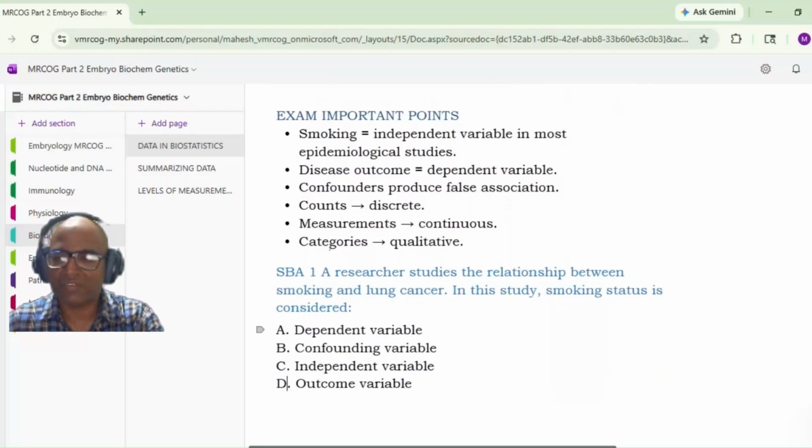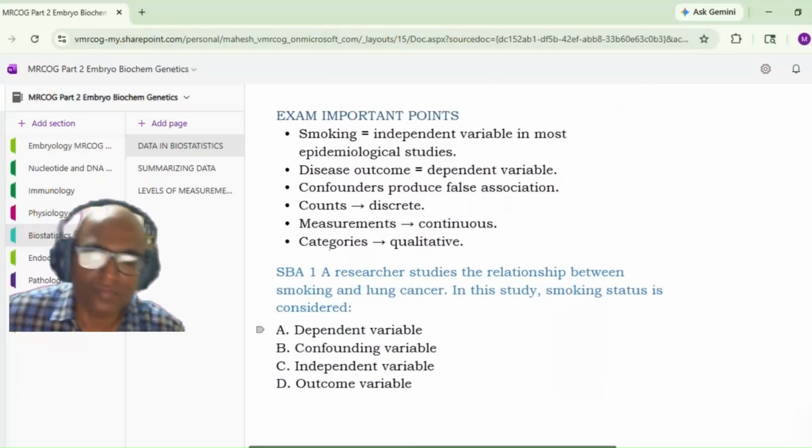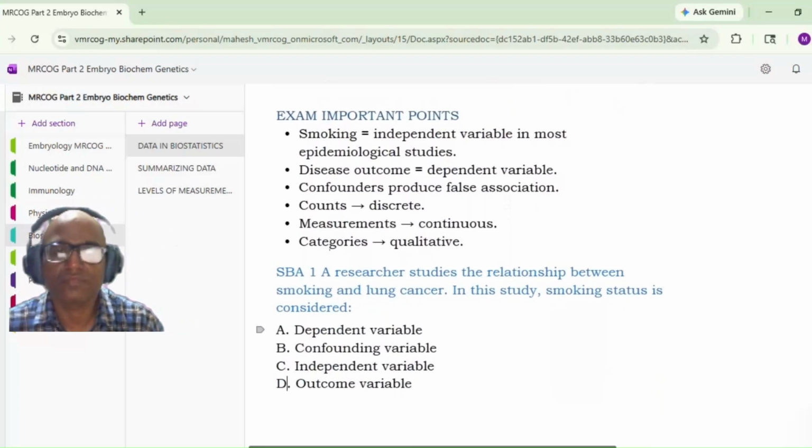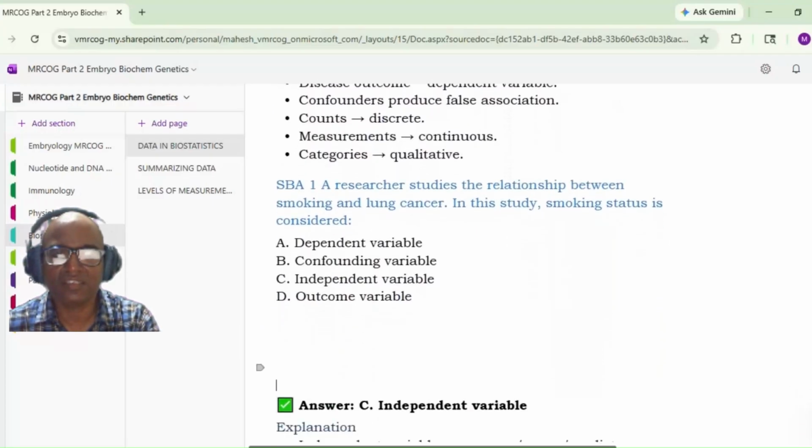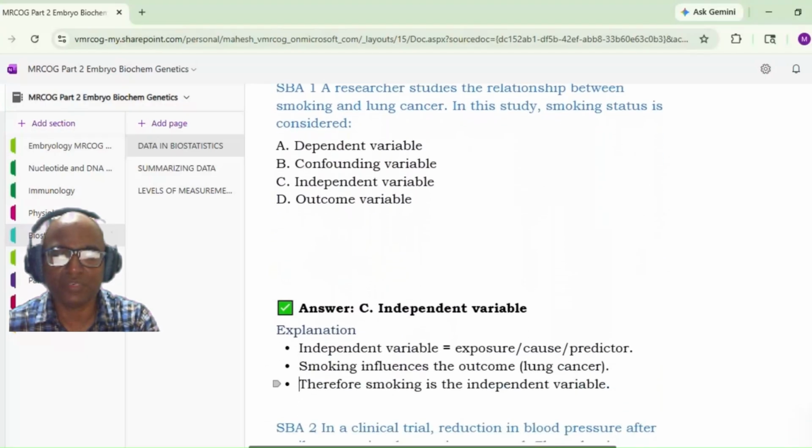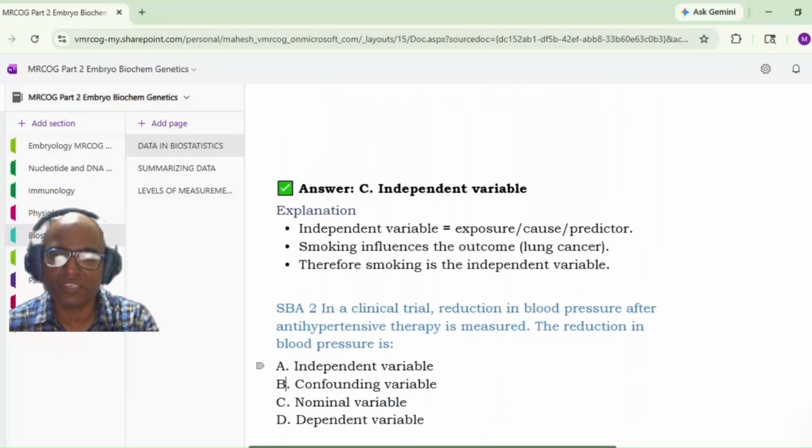Okay. Doctor, we have certain questions. Please read the questions now. Yes, sir. Question number one. A researcher studies the relationship between smoking and lung cancer. In this study, smoking status is considered A independent variable, B confounding variable, C dependent variable, D outcome variable. So, sir, answer is A independent variable. Yes, we have discussed this. Smoking is an independent variable. Here it is an exposure, cause, or predictor. Smoking influences the outcome, that is lung cancer. Therefore, smoking becomes an independent variable.